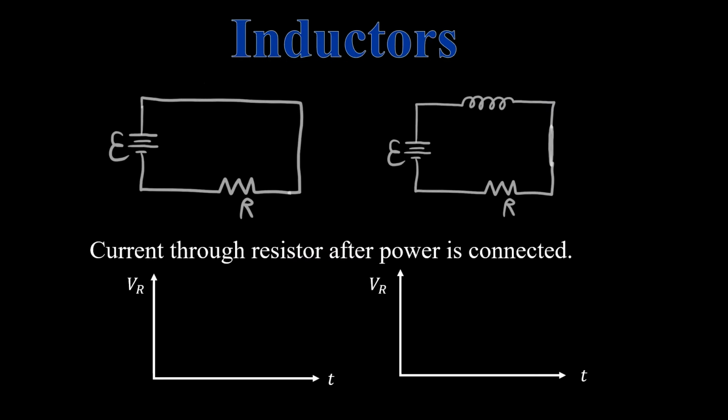So as we start, the circuit with no inductor is going to get its steady state current, which is epsilon over R, the battery EMF over R, immediately. That should be a straight line. It's not going to have any wait time to get there. It's going to connect power and immediately jump to epsilon over R. The circuit with the inductor is going to get to that same exact steady state value, but due to the back EMF, which is going to decrease over time, it's going to build there asymptotically.